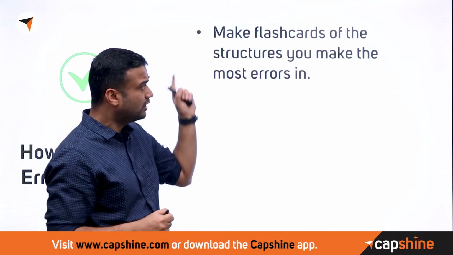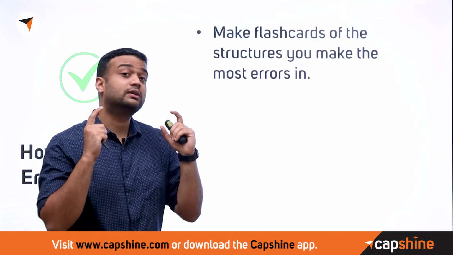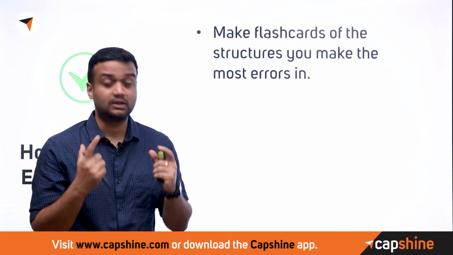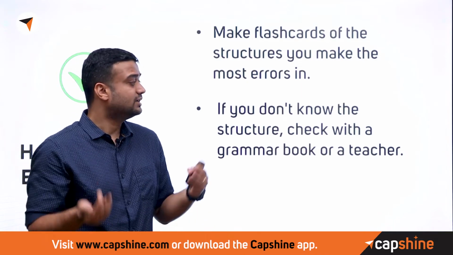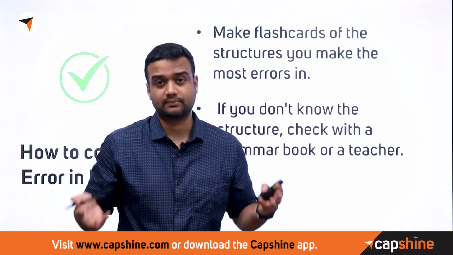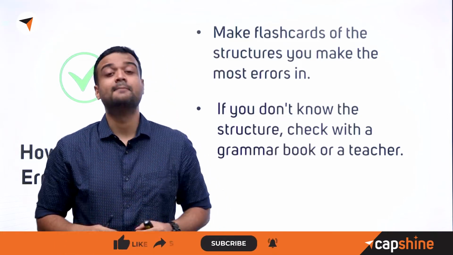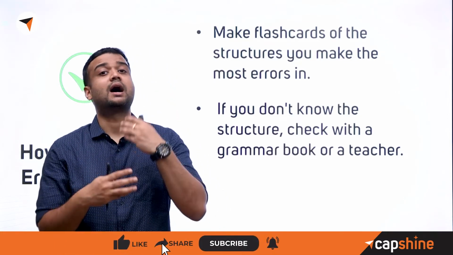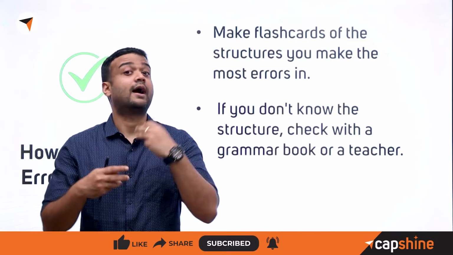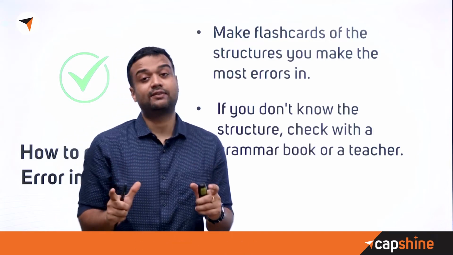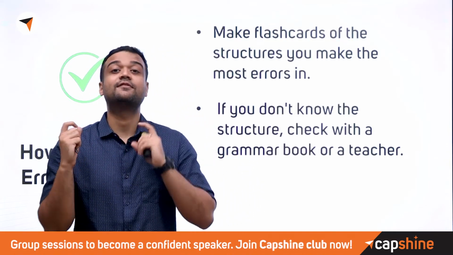So what you want to do is make a flashcard of the structure or the forms that you make errors in. Write it with the context. If you don't know the structure, check a grammar book or just Google it, right? Most times if you Google the incorrect phrase, you will usually have threads that have guidelines and recommendations of what you should do and what the fix is. Keep these flashcards so that you can refer back to them, and that can over time fix the errors that you make.